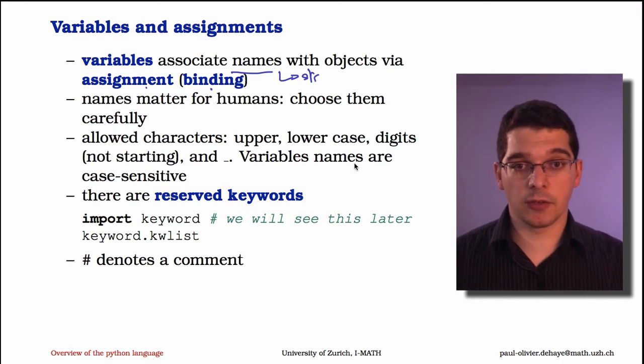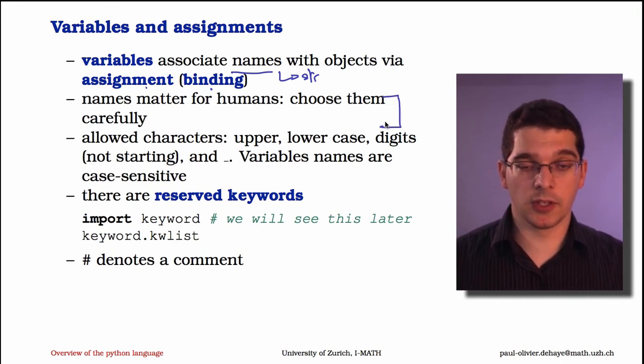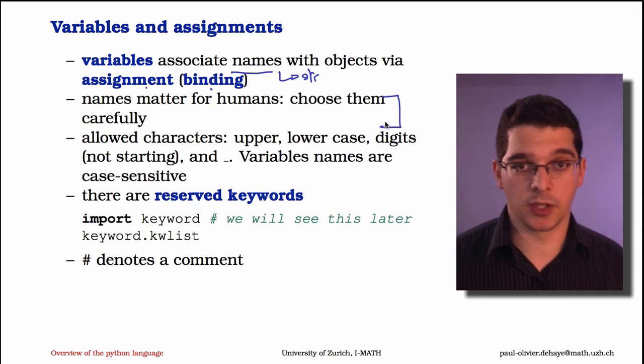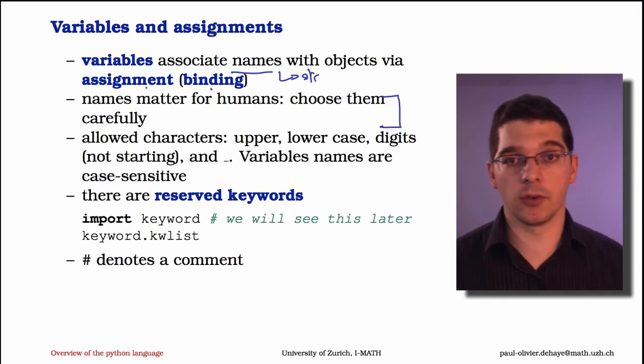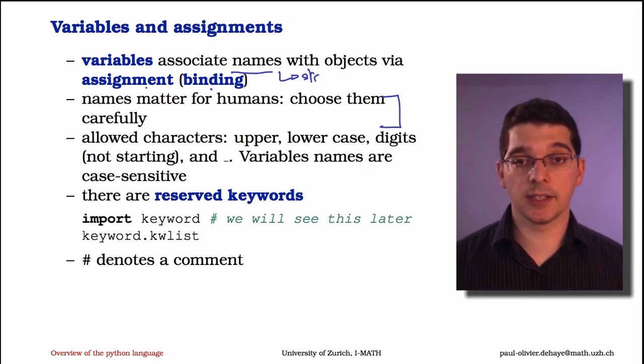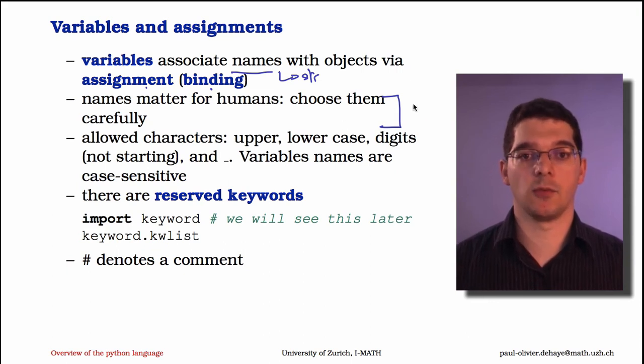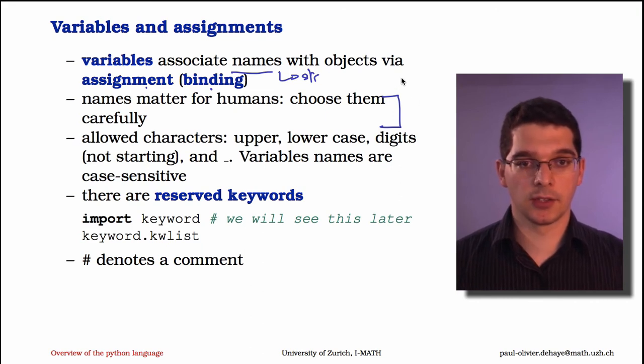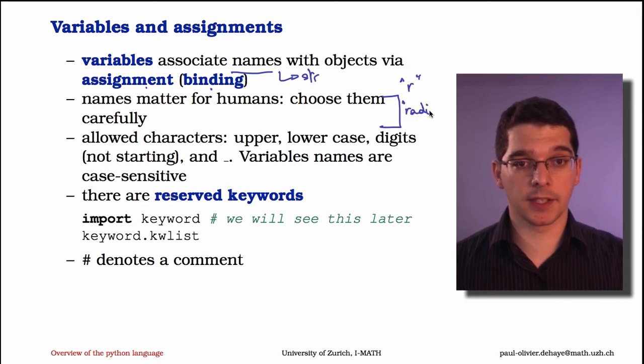Now the names matter for humans. They only matter for humans, not really for Python itself. You could choose very, very long names for your variables. It would not affect performance of your code in the end. But it does matter for humans, so you have to choose the names carefully. Try to avoid unexpressive names. Try to choose names that really reflect what the variable is supposed to mean. For instance, a better name for a variable than r would be radius. That's more precise, and anyone would understand what you mean here.